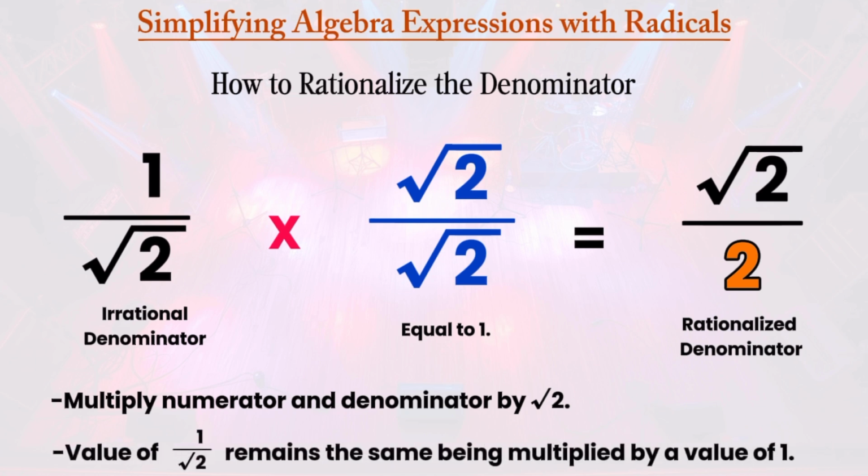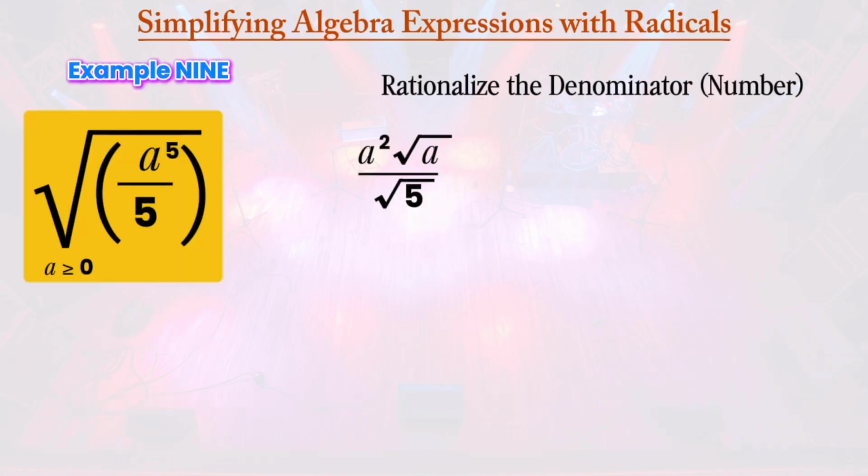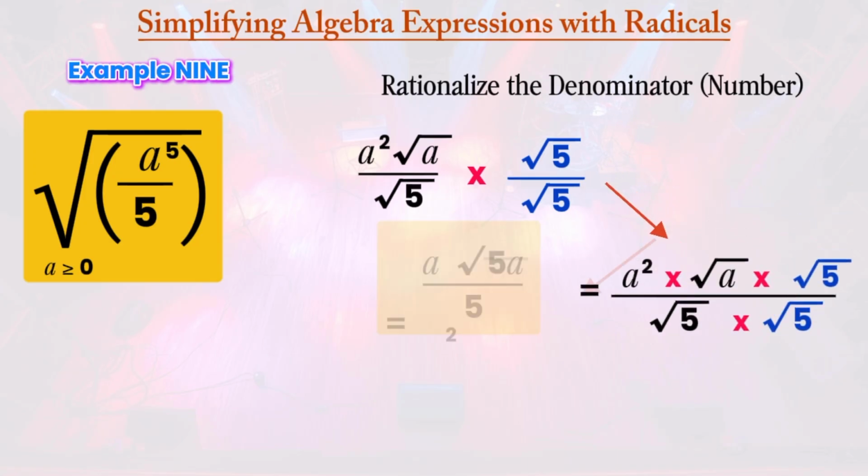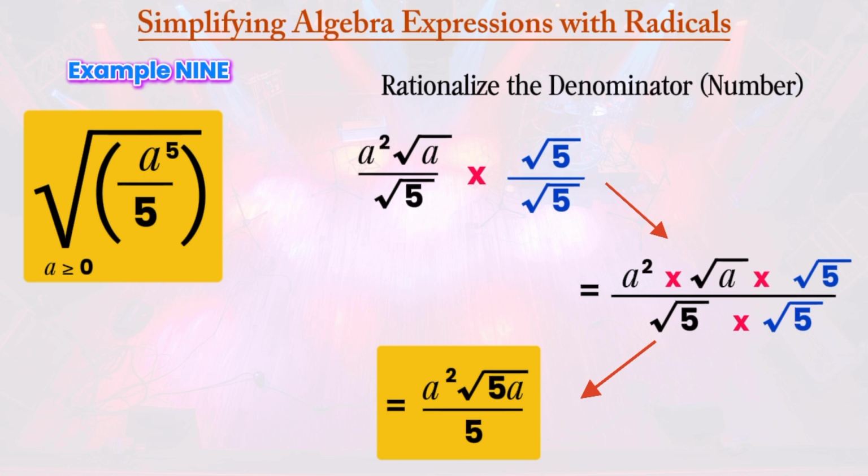And that's pretty much it. A square root radical multiplied by itself cancels out the radical symbol and gives us a rational number in the denominator. Now, let's apply this method of rationalizing the denominator to the answer a squared times the square root of a over the square root of 5. Just rationalize it by multiplying it by the square root of 5 over the square root of 5 to get a squared times the square root of 5a over 5 as a final result.